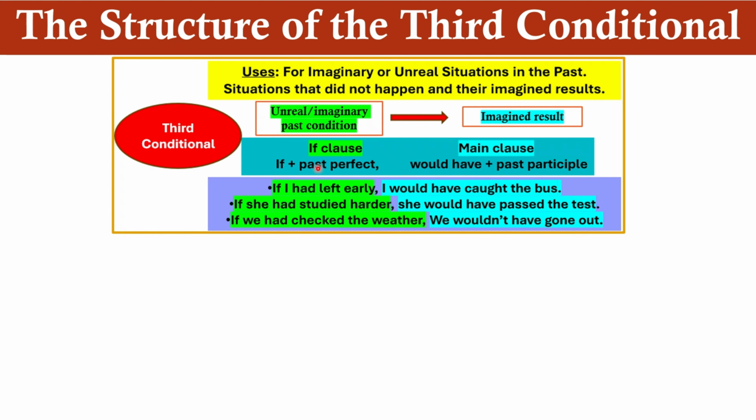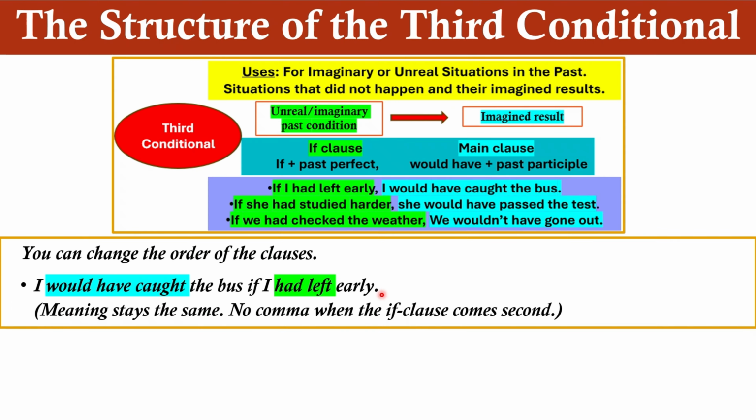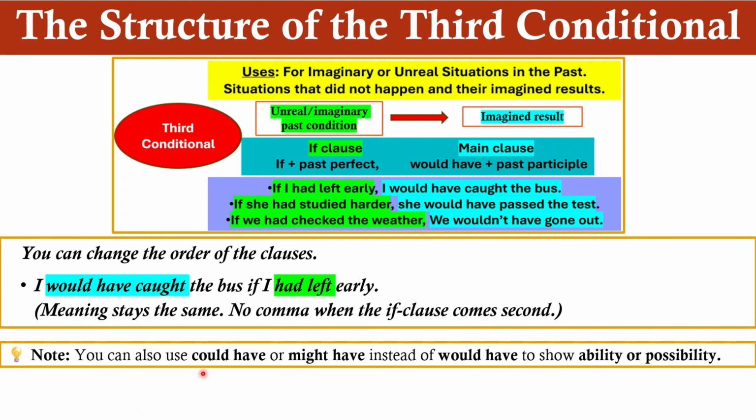Notice the color coding. If clauses are shown in green and main clauses are shown in turquoise. You can also change the order of the clauses. I would have caught the bus if I had left early. The meaning is the same, but remember, when the if clause comes first, we use a comma between the two parts. And here is a note. We can also use could have or might have instead of would have to show different meanings, such as ability or possibility rather than a definite result.